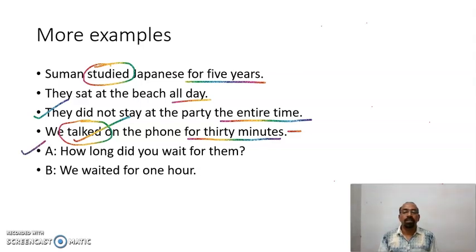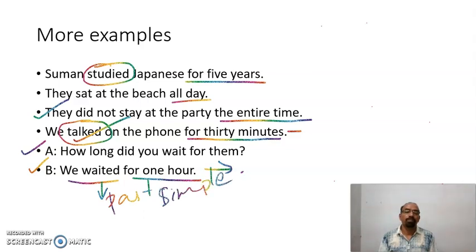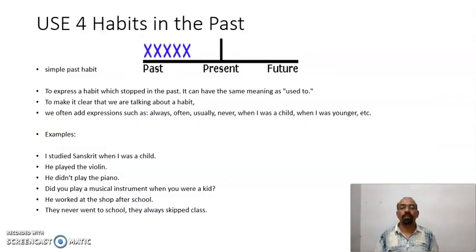Next sentence. How long did you wait for them? Next. We waited for 1 hour. 1 hour is a duration, and we express it in past simple form. Okay, this is the third use of past.